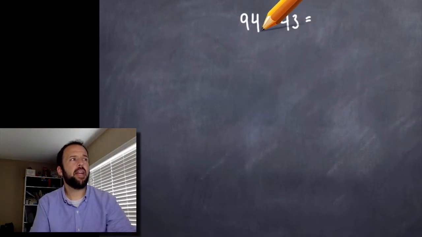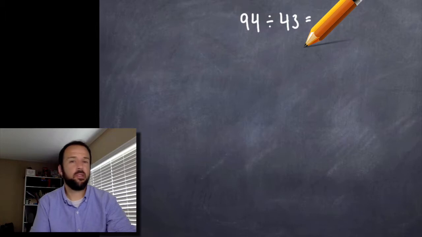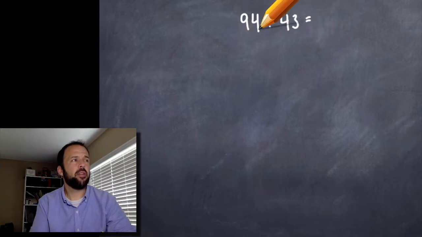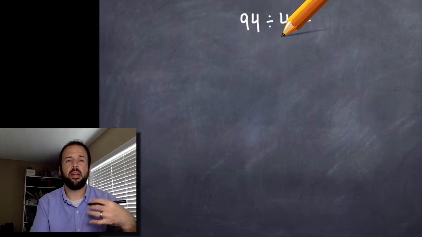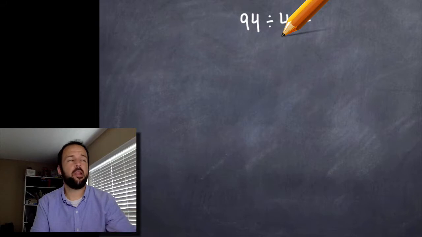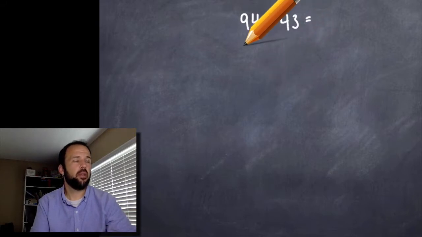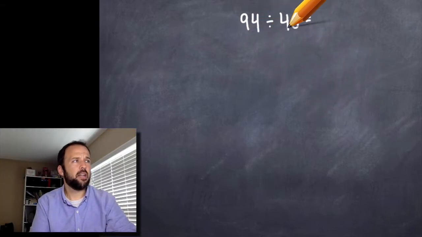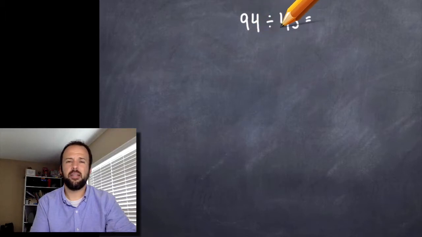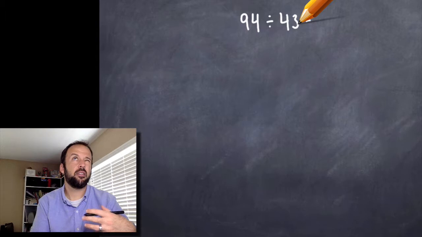All right, so now I have 94 divided by 43, and that one looks a little scary to start off. I'm going to be honest with you, but I think we can handle it. The first thing I want to do is round these numbers, make them easier to work with, get my estimation going, and then use that to help me in my standard algorithm. I could round this to 90 and this to 40, but 40 doesn't really go into 90. 4 is not a factor of 9.